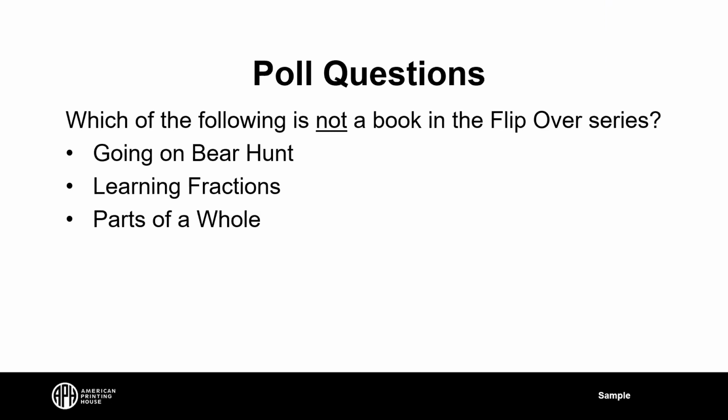Excellent, thank you. All right, so we've had about 50% participate in the poll. Go ahead and take another look at that question while I'm reading it out. Which of the following is not a book in the FlipOver series? Your options were Going on a Bear Hunt, Learning Fractions, and Parts of a Whole. And 74% said Going on a Bear Hunt is not a book in the FlipOver series. Heather, what's the correct response? It's Going on a Bear Hunt. So Learning Fractions and Parts of a Whole are FlipOver Faces books. Okay.